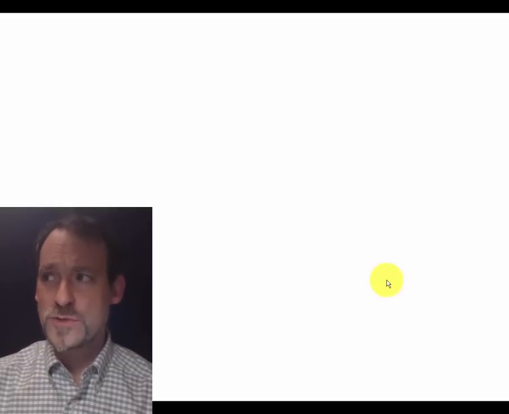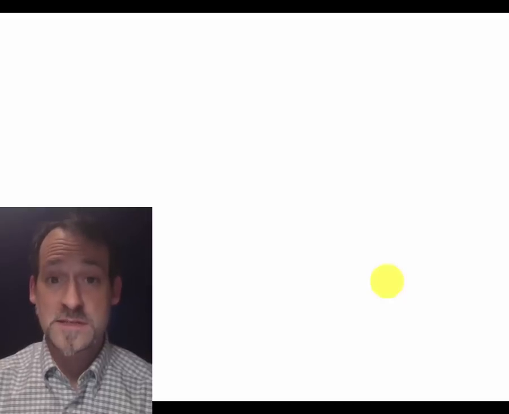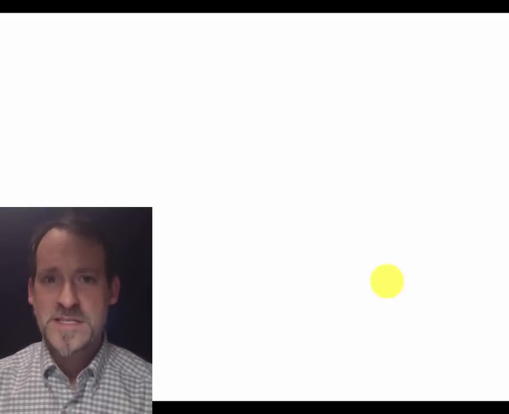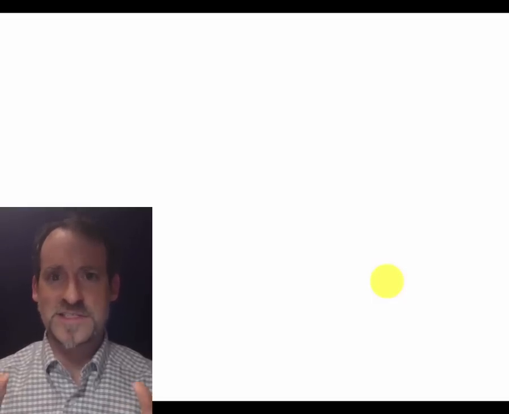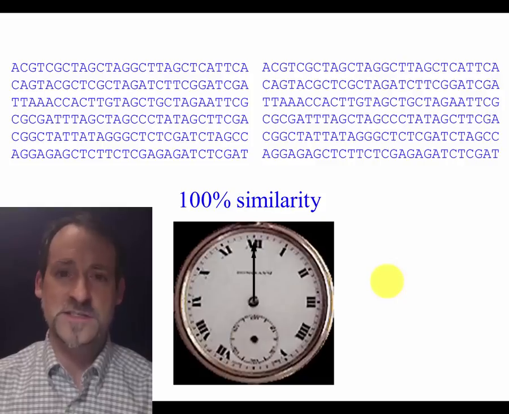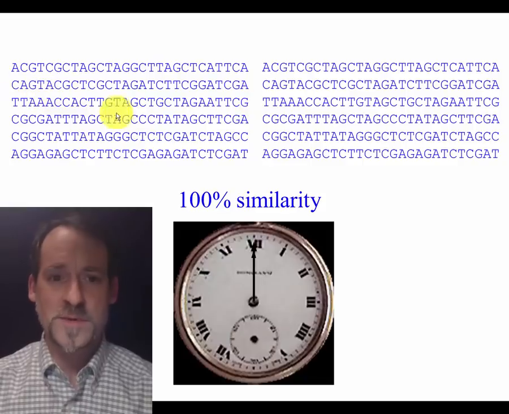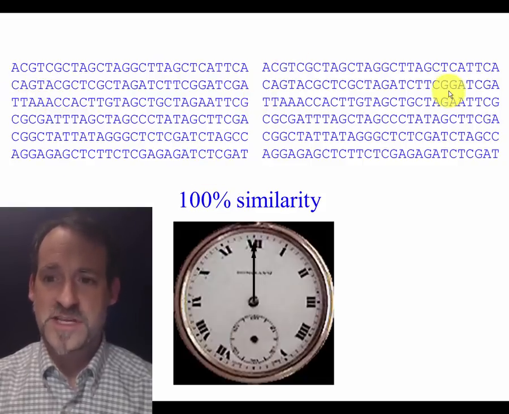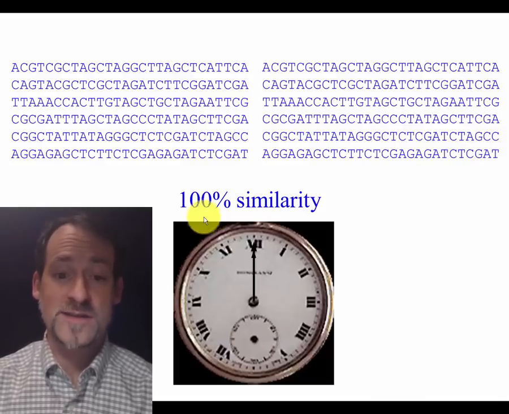Now, if you have two lineages, let's say two populations of the same species, for the most part, they're going to be identical at a neutral locus. So if you look at two individuals in two populations of the same species, for the most part, they're going to have the same genetic sequence no matter which individual you're looking at. It's going to look like this. Here's the genetic sample from one population over here. Here's a genetic sample at the same locus from another population. Exact same sequences. They are 100% similar.